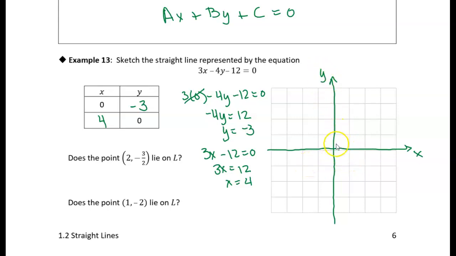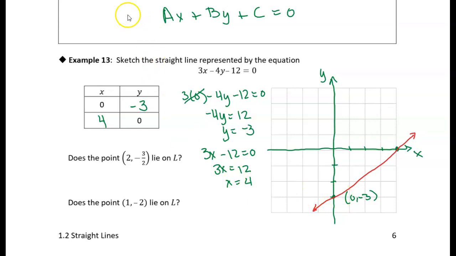And so if I just plot those points, 0, comma, negative 3, right? Here's negative 1, negative 2, negative 3. So that's down here. I'm going to label that point 0, comma, negative 3. I'm going to plot that point, and then I'm also going to plot the x-intercept, which is 4, comma, 0. So 1, 2, 3, 4. 4, comma, 0 would be here. And it only takes 2 points to form a line, so I'm just going to make it pretty in red. So I can just draw a line between those 2 points. Okay, and that's a sketch of the line.